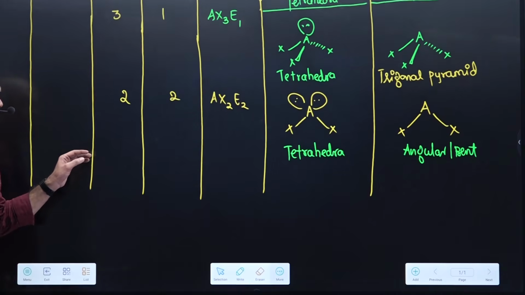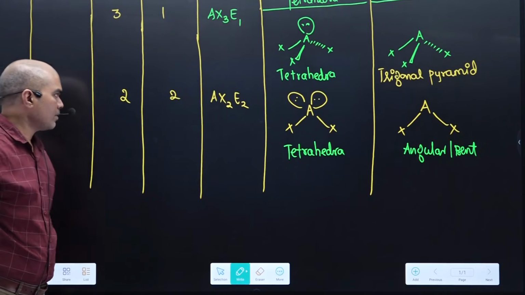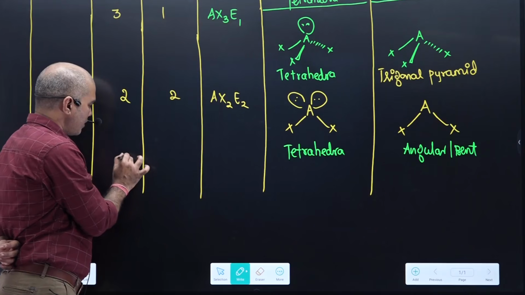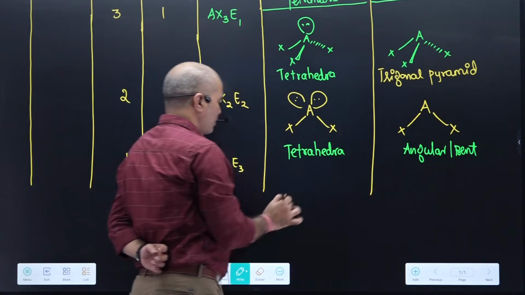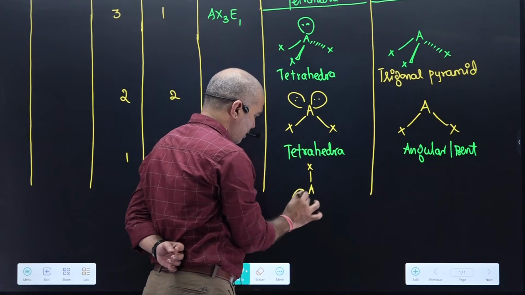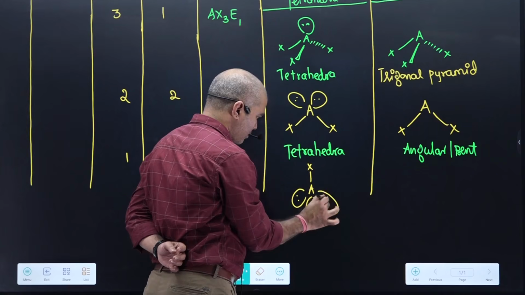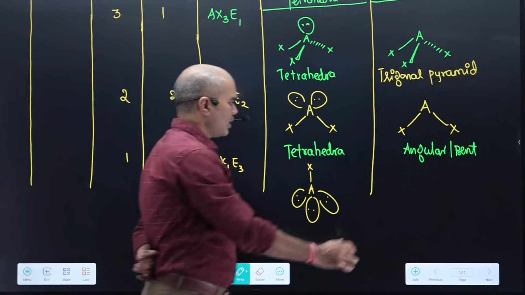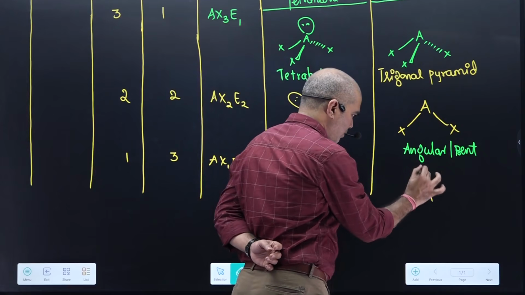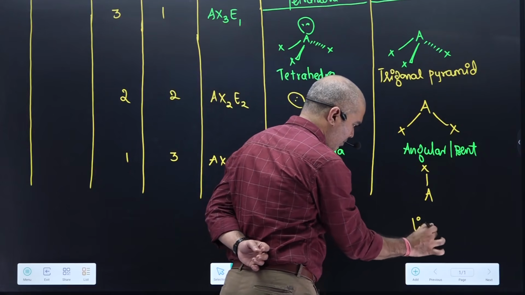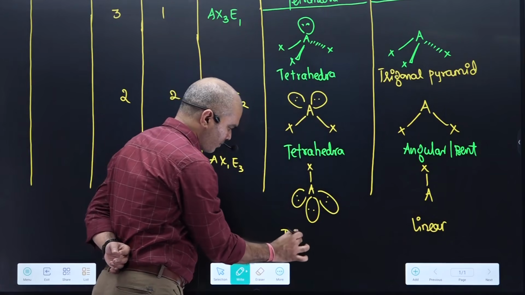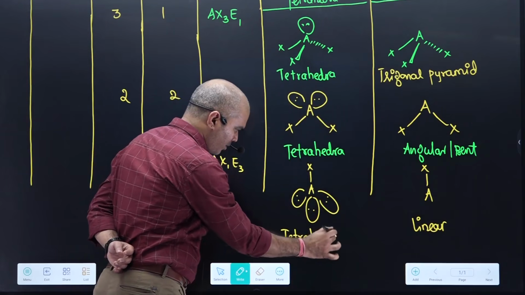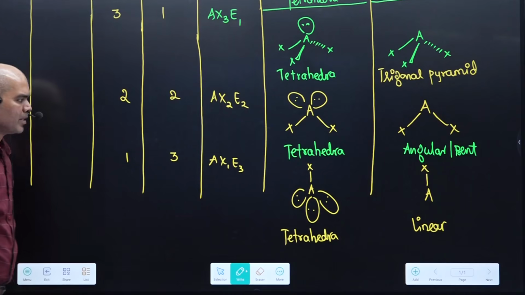Any other combination? Let us take the 1 3 combination, AX1E3. There is only one bonding pair, the remaining are 3 lone pairs. So here I draw only AX, the geometry will be linear. In this case the electronic geometry is tetrahedral. Is it possible to have 3 lone pairs and 1 bond pair? Is it possible?